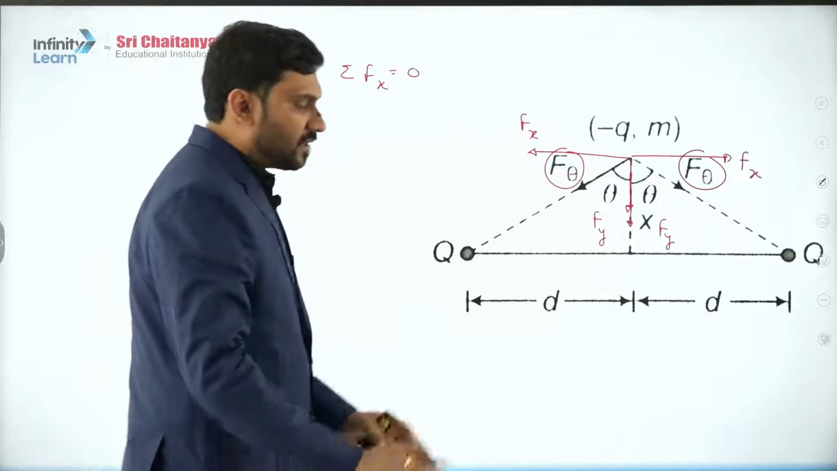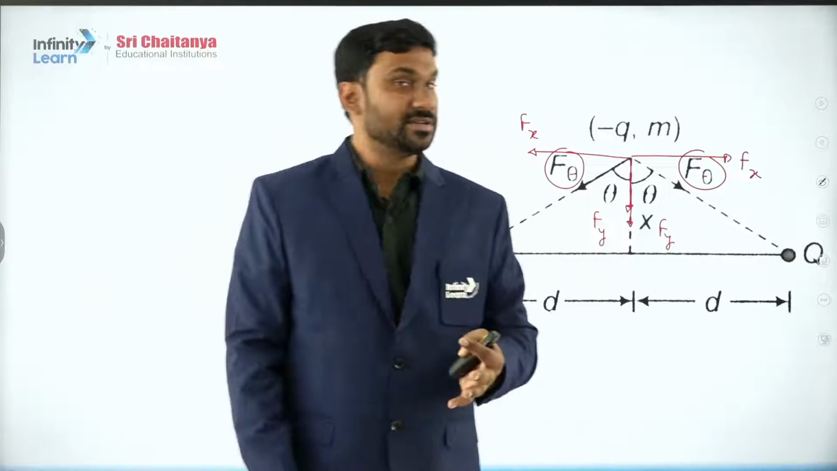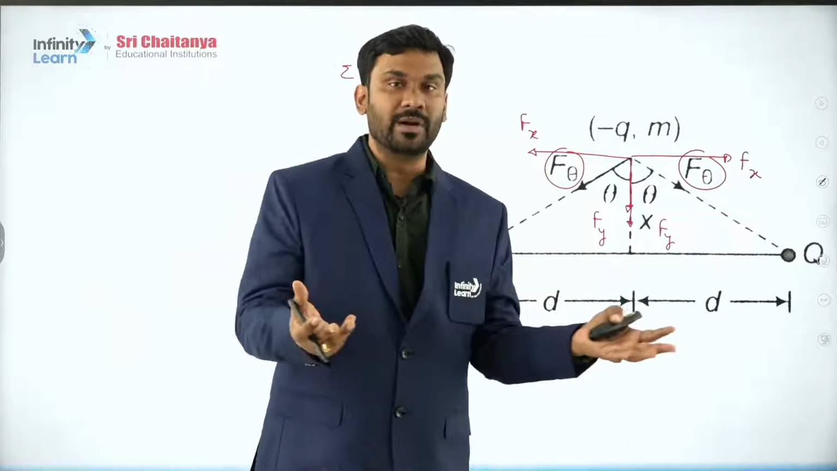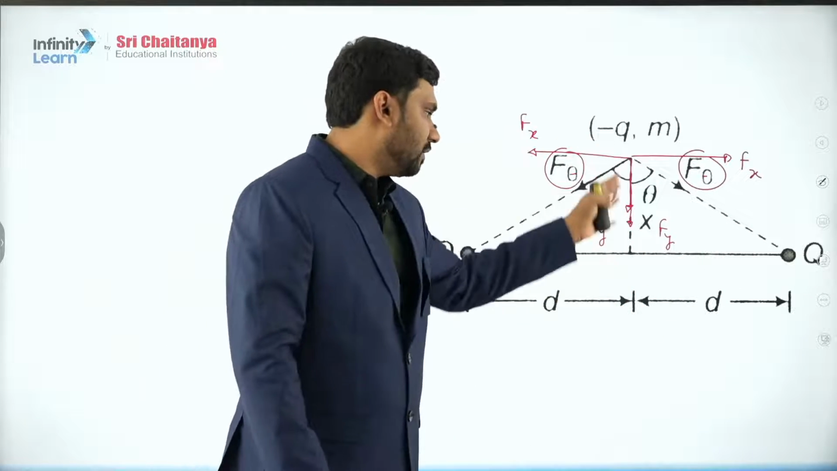ठीक है? Summation of fx is equal to 0 because two equal and opposite forces are acting. So that's why summation is 0. तो मतलब x direction में तो कोई movement नहीं है. The particle will not have any movement in x direction. But there is a finite force acting along y.